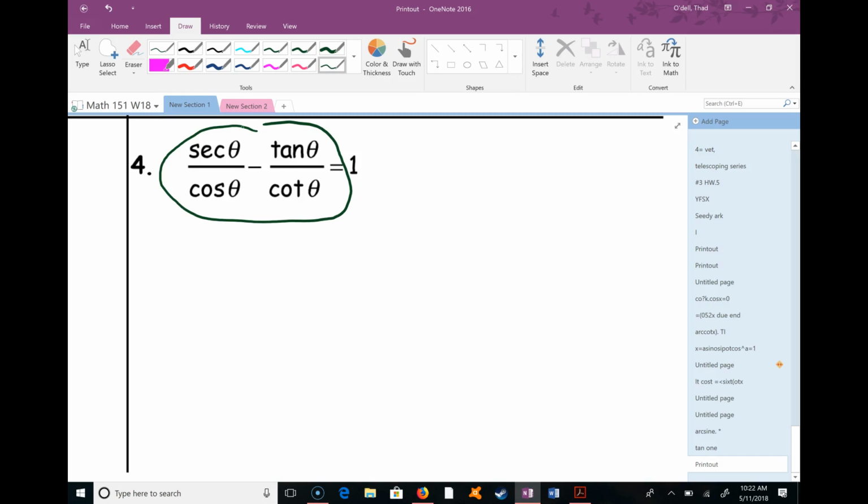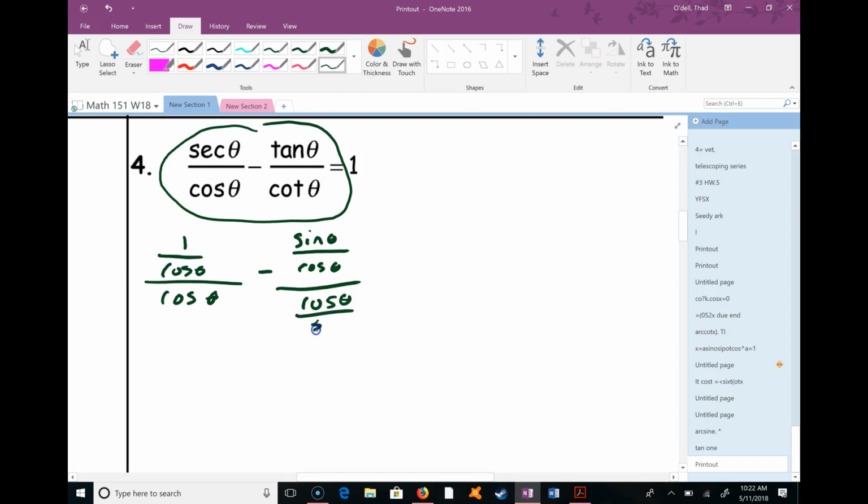So secant is the same thing as 1 over cosine, and of course cosine is already cosine. And then tangent is sine over cosine, and cotangent is cosine over sine. Now I'm not saying this is the only way. I'm not even saying this is the best way to do this. This is just one way to go, and that's kind of the way you have to do these, is you just come up with an idea and try it and see what happens.